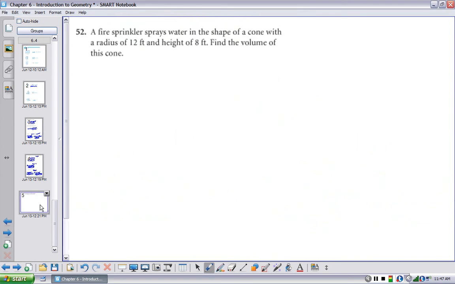And let's look at a word problem. If you notice, we tend to throw one of these in there about every section or so. A fire sprinkler sprays water in the shape of a cone. Okay? In the shape of a cone. Remember, volume of a cone is 1/3 pi r squared h. It says find the volume of this cone with radius 12 feet and height 8 feet.